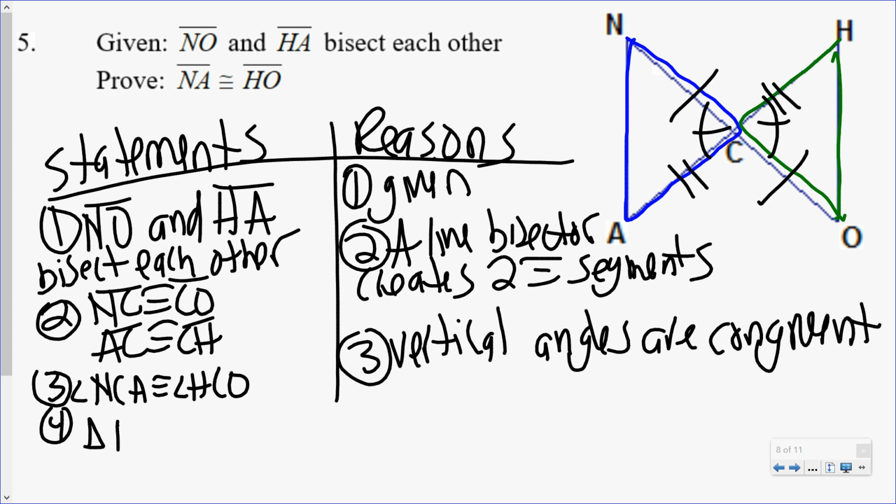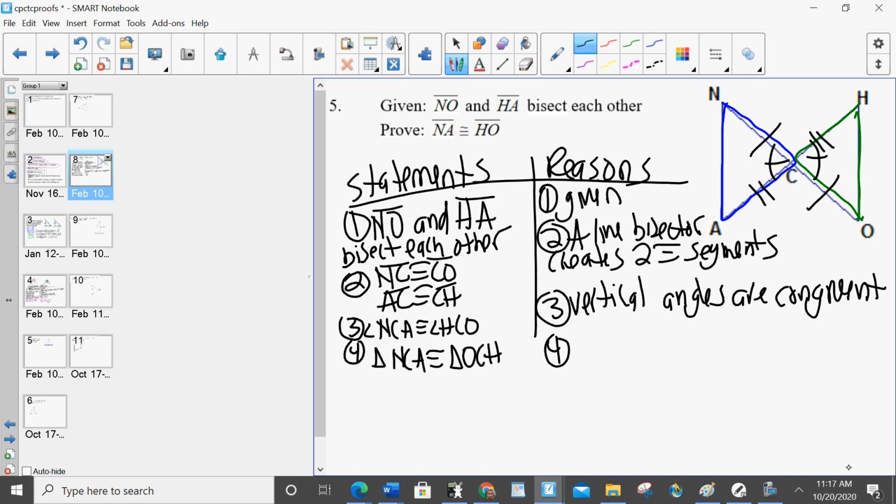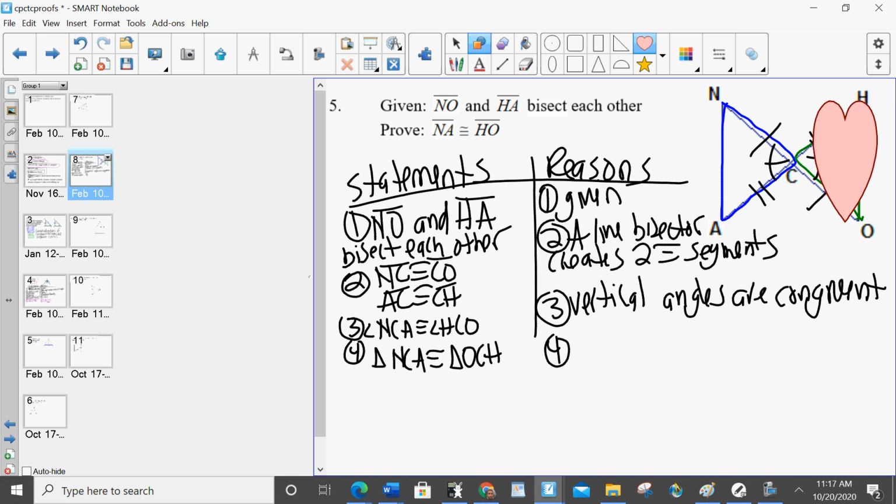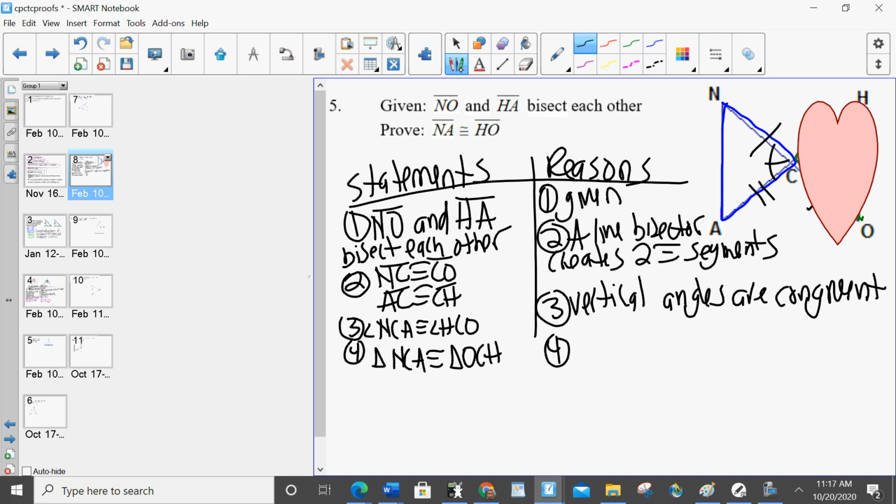Now that I have three things, I can state the triangles are congruent. Triangle NCA is congruent to triangle OCH. The reason? Well, take a look at just one of the triangles. Let's look at the blue one. Again, this heart is supposed to be blocking the other one off so we can focus on the one we're looking at. And it doesn't matter which one we look at. I see two sides, one angle. The angle that's marked is the angle that's between the two sides. So that's side angle side.